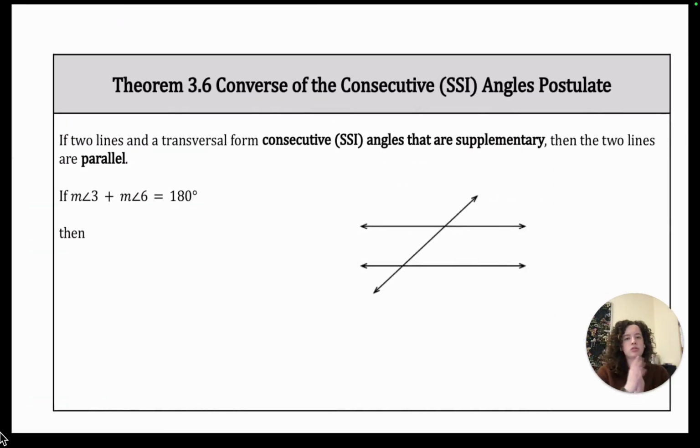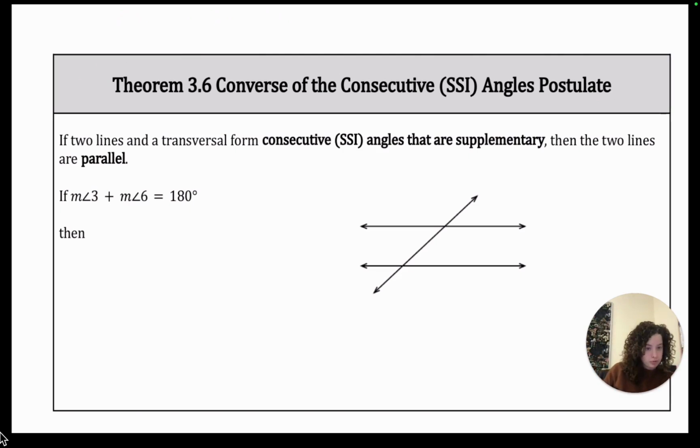This one says converse of the consecutive or same side interior angle postulate, which is the first postulate that we talked about the other day when we were talking about 3.2, which was that consecutive interior angles are supplementary when the lines cut by the transversal are parallel. This time we're flipping it around. So we say, if two lines and a transversal form consecutive or same side interior angles that are supplementary, then the two lines are parallel.